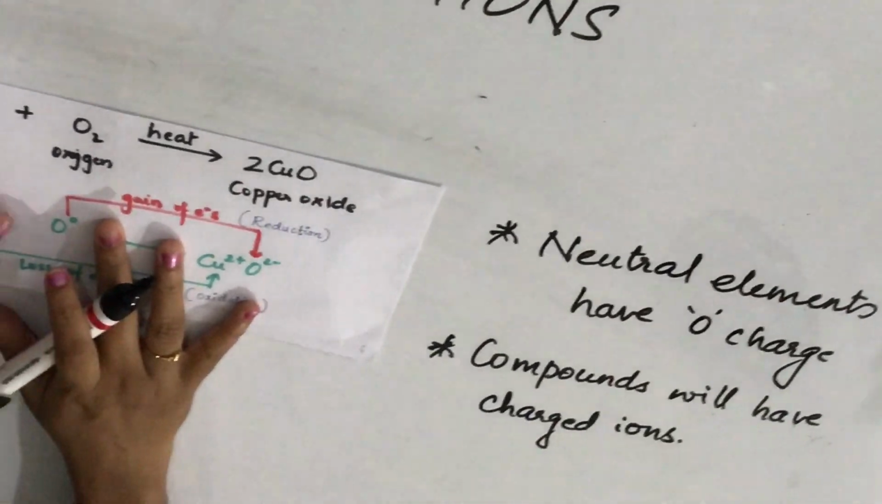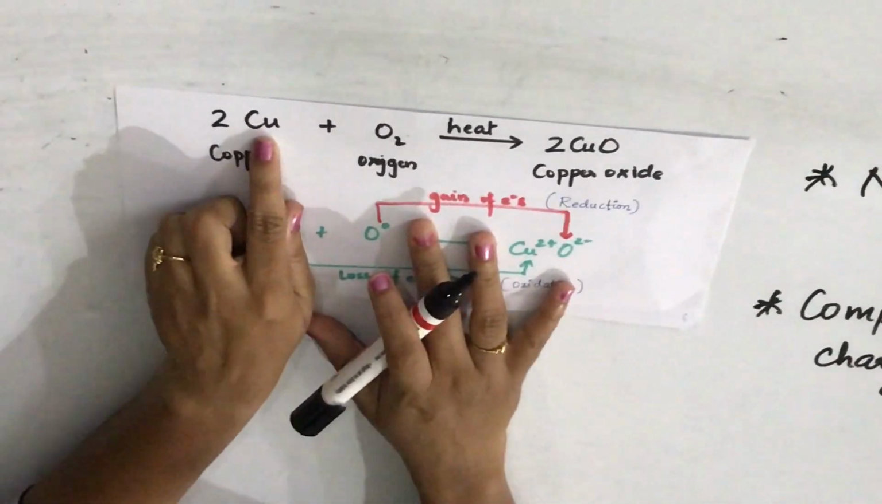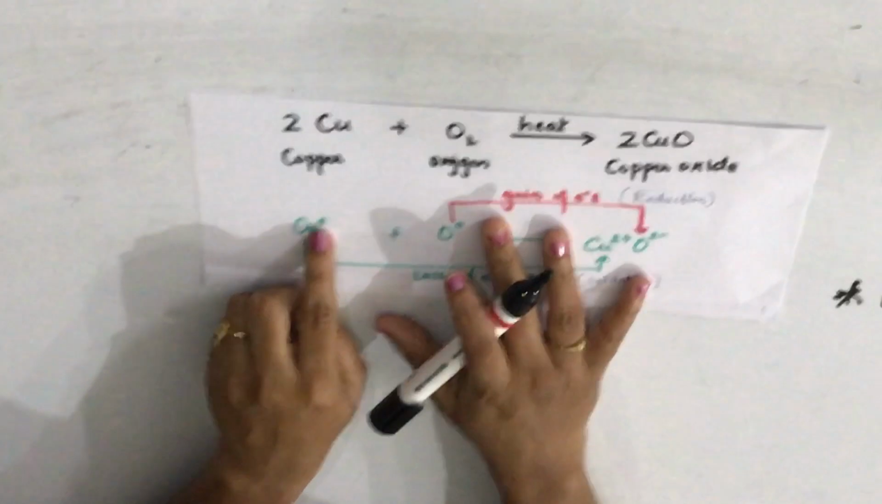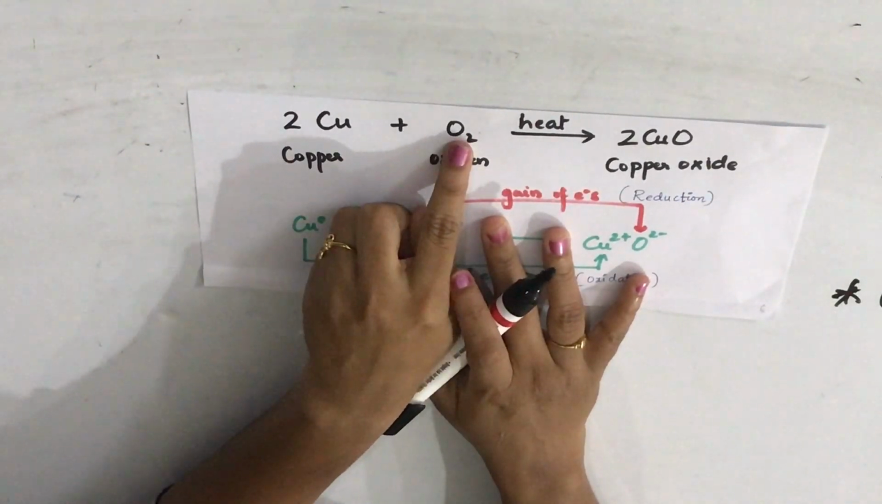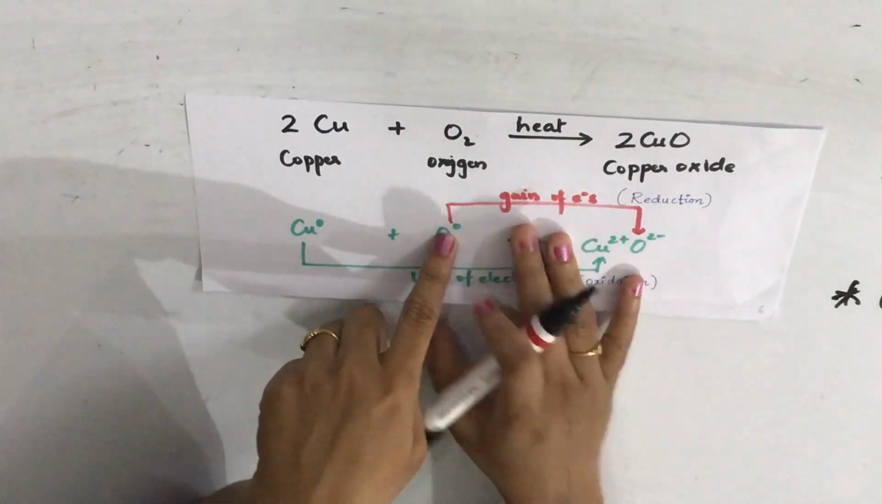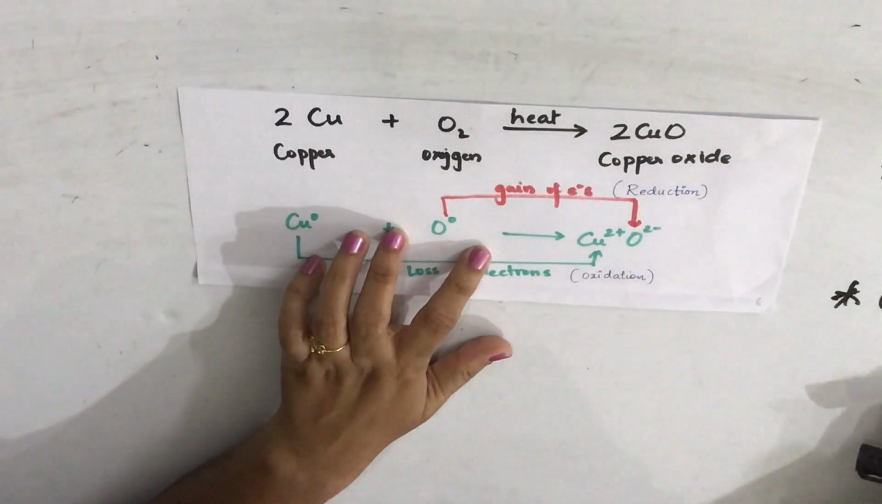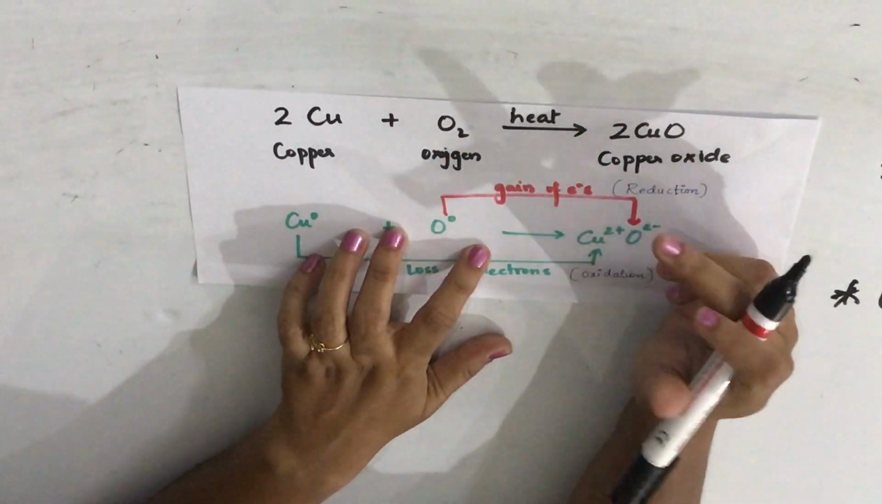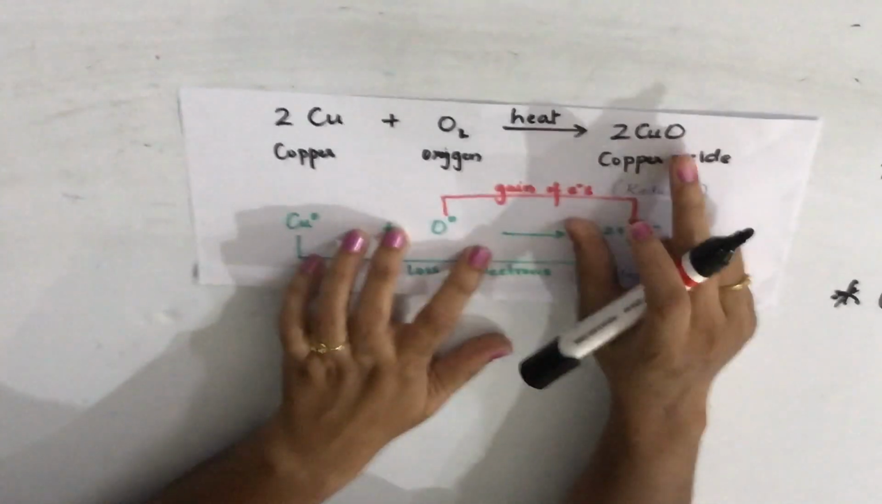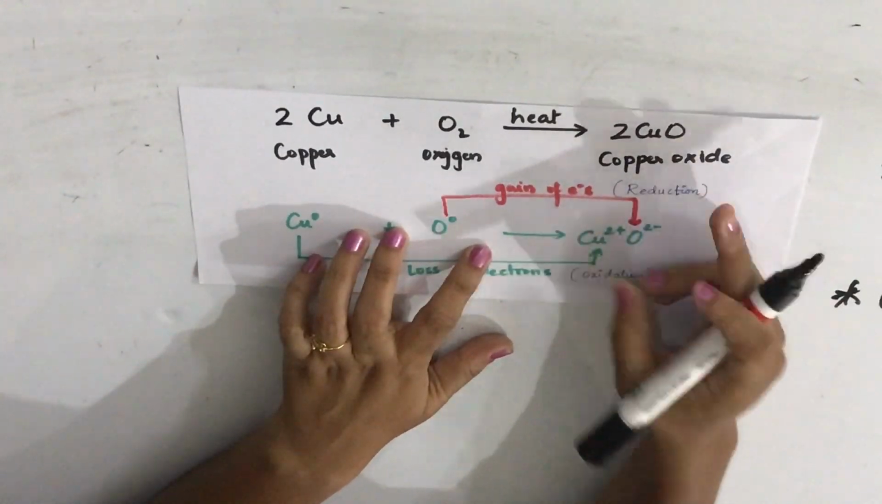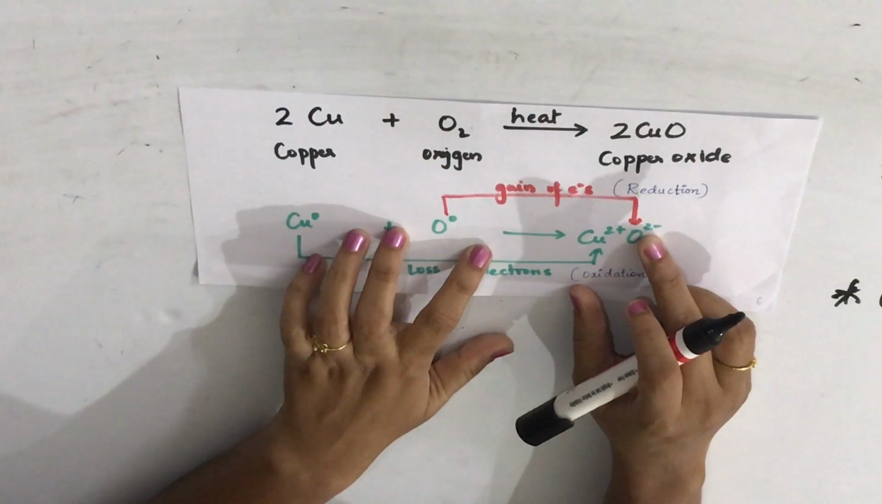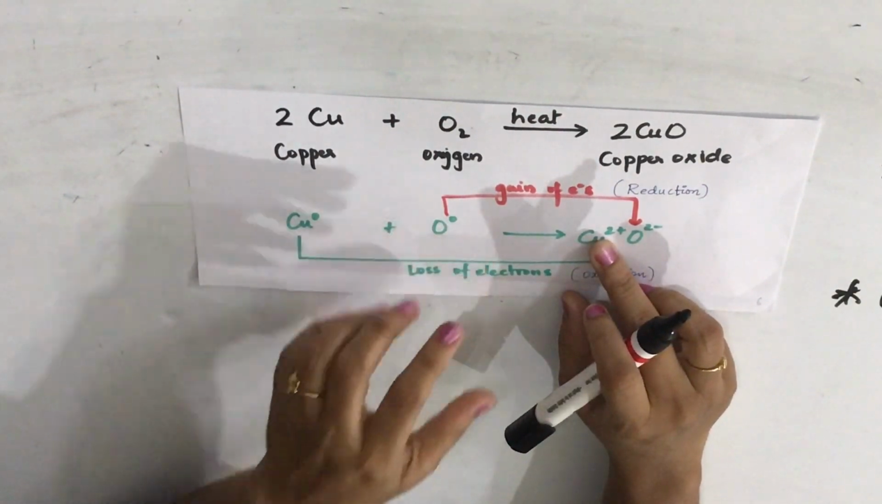Now in this case, this is in elemental form, so its charge is 0. This is in elemental form, so its charge is 0. Now this has become a compound. Compound will have charged ions. Now we always know that oxygen has a charge of 2- and copper has a charge of 2+.